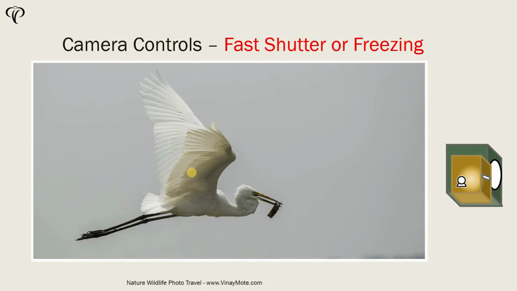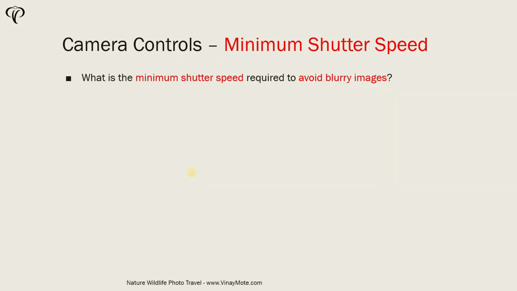That's one of the birds I was trying to capture while flying, and I wanted to freeze the motion, so I kept the shutter speed very fast, and you can clearly see the moment is captured without any blur, and it's pretty much sharp. Now the question is, what's the minimum shutter speed that you need if you want to capture a fraction of a moment, freeze the moment, and avoid a blurry image?